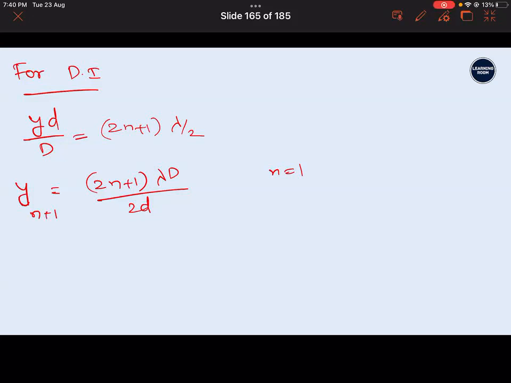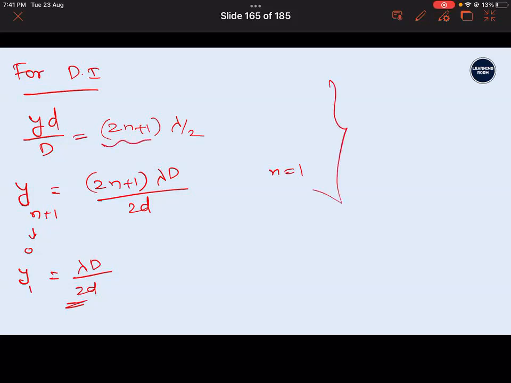Then you should put this as n plus 1. So for you to get that 0 on the left hand side, what will you put the value of n as? 0. If you put n as 0 here, you will get y1, that will give you the first dark fringe. So that will be lambda into capital D divided by 2d. Okay, this is one way.